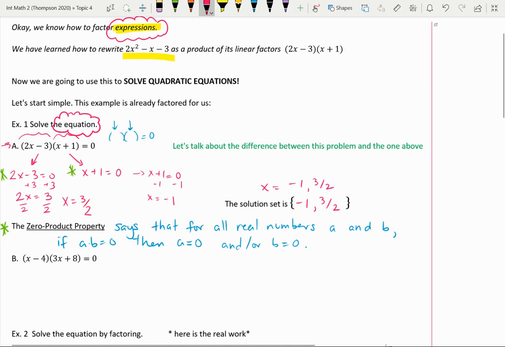What I would like you to do for problem B is it's already factored for you. So it took out the hard part. What I want you to do is take each factor, set each factor equal to 0, and solve for the value of x. So go ahead and pause this video, set x minus 4 equal to 0, find x. Set 3x plus 8 equal to 0, and find x.